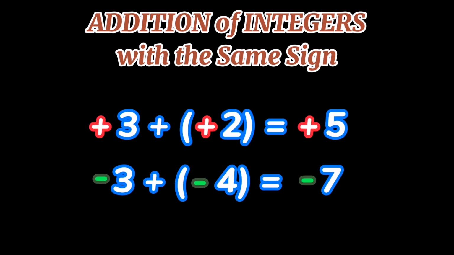Now let us observe on the sums. For +3 plus +2, the sum is +5. For -3 plus -4, we get -7. Tell me your observation.